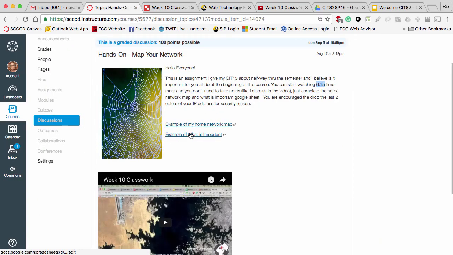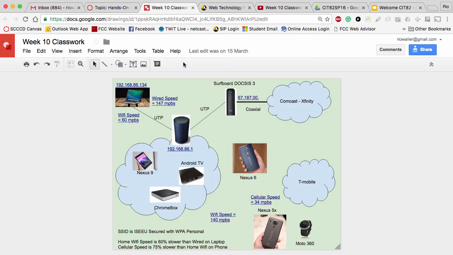Okay, and then I have you do just a little sheet about what's important, and in that I also show you how to do formulas to figure out, because it's definitely true for most people that your Wi-Fi is slower than your wired connections. And if for some reason you don't have a wired connection, your router probably has a port. So even if you don't, it's worth going to get a network cable to connect into there.